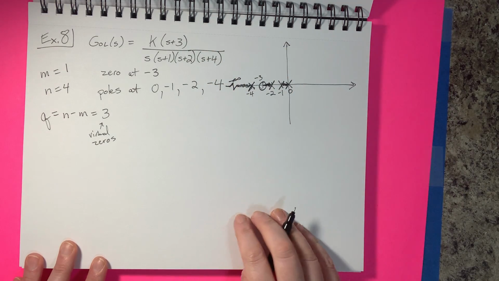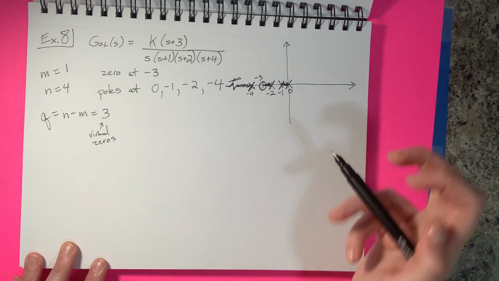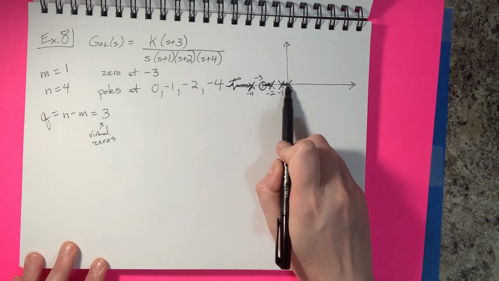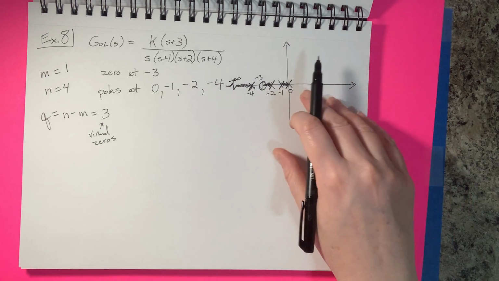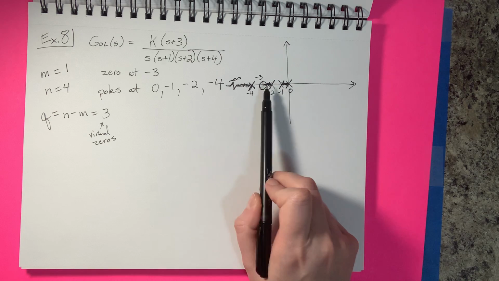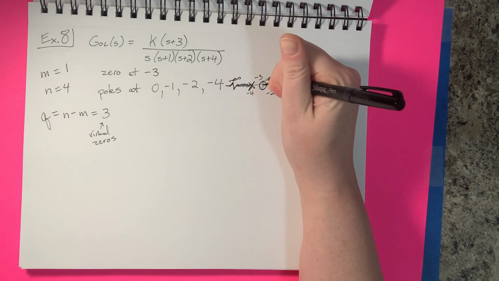All right, so does this make sense? Can we say that this is done? Nope, because every pole is not going to a 0 or a virtual 0. So I know I'm not done yet, but I'm on my way. I have these two right here where I have a pole going to a 0. So I can go ahead and mark the direction on this one.